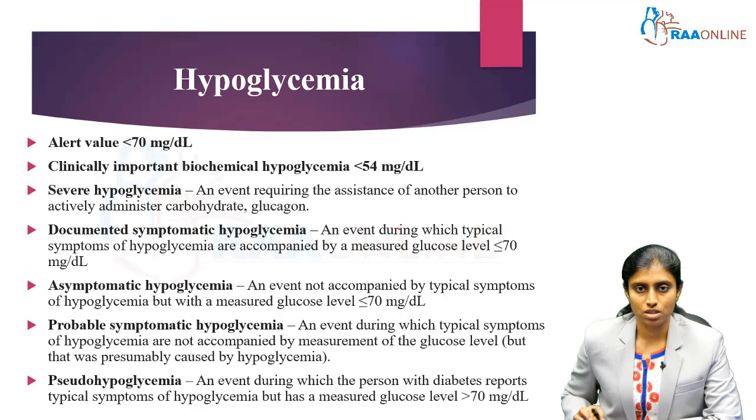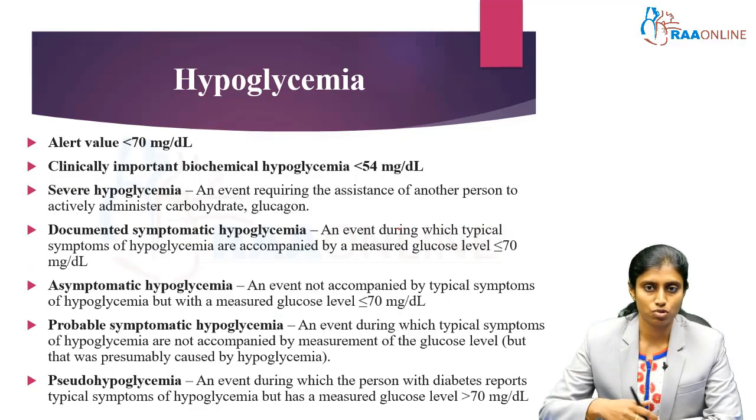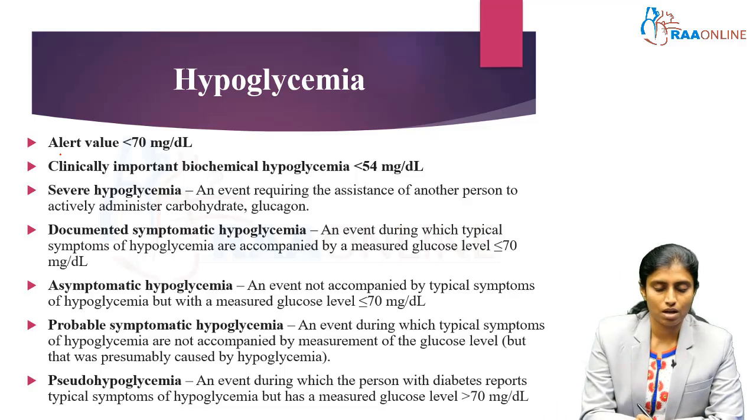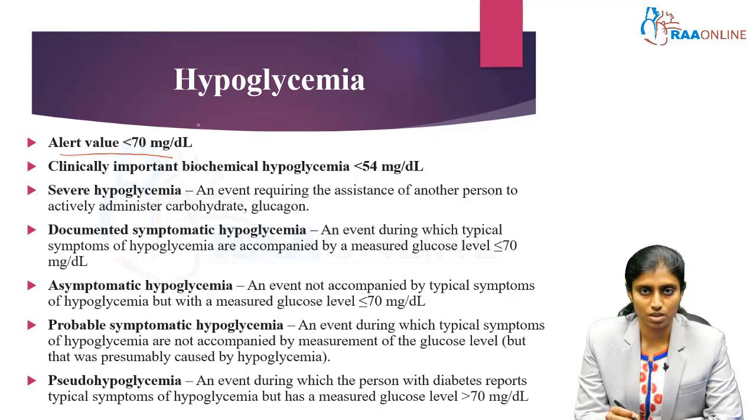First, what are the different terms we use in hypoglycemia? An alert value is given when the CBG, or capillary blood glucose, is less than 70 mg per deciliter. When it is less than 70 mg per deciliter, immediate treatment is needed. That is why it is called the alert value. A clinically important biochemical hypoglycemia is a CBG less than 54 mg per deciliter. When it is less than 54, CNS manifestations start to occur. That is why it is called clinically important.